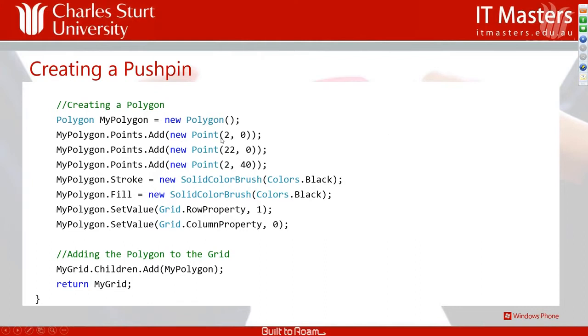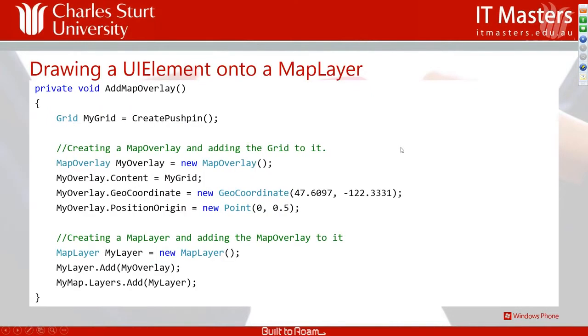You can see here it's a whole bunch of polygons and points, so that it's going to have that pushpin style. Once we've created the pushpin, we're going to create a map overlay, drop the pushpin onto the overlay, and set the geo-coordinate and the position origin. Bear in mind that the position origin determines where the coordinates are in relation to the actual pushpin itself. And then we're going to create the map layer and drop all of this onto the map itself.